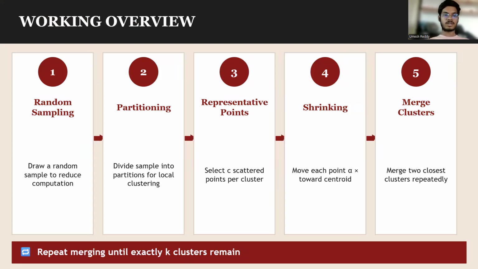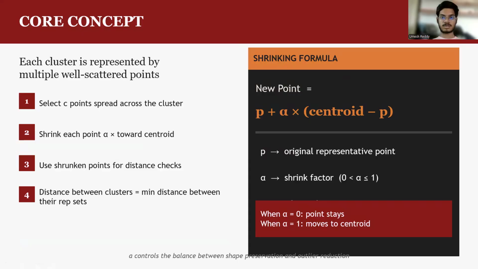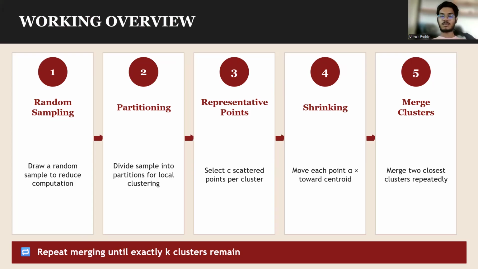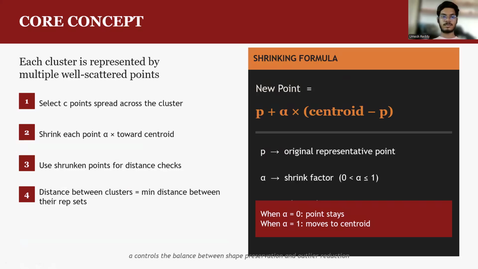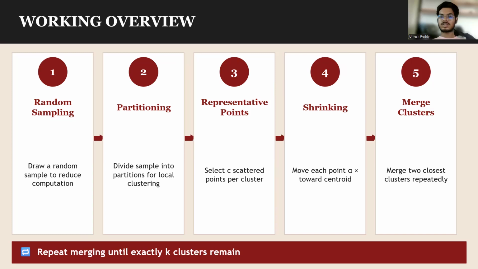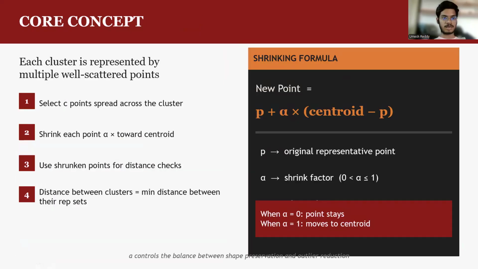Coming to the working workflow, first we select random sampling: we draw a sample to reduce computation. Second, partitioning: we divide the sample into partitions for local clustering. Then the representative points, as I have already shown: we select C scattered points for each and every cluster. Using the shrinking formula, we move each of them towards the centroid. After that, we need to merge the clusters, based upon the representative points I have shown earlier.